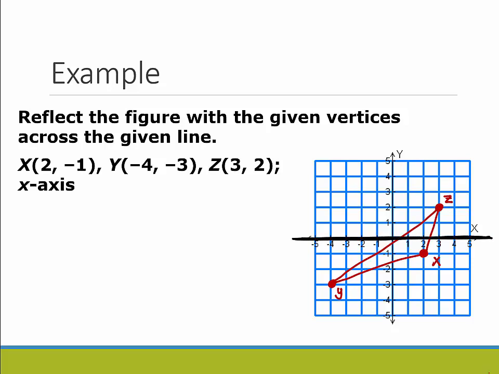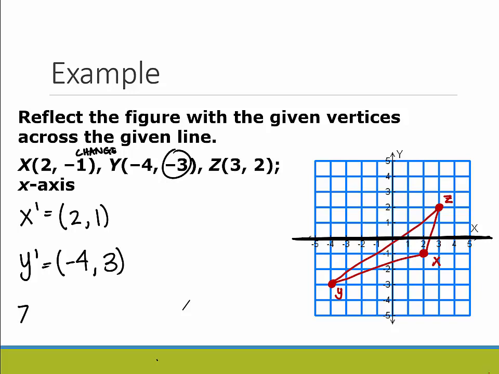And remember, when you flip something over the x-axis, the x values are going to stay exactly the same. The only thing that changes is the y values, because we don't want to shift it left or right any. So we can make our primes. X prime, we're going to leave our x values alone, so 2 stays the same, but you change the sign on this one. So change the sign from negative to positive. Y prime, again, we leave our x values alone, but we change the sign on the y value. And Z prime, leave the x alone, change the sign on the y value.